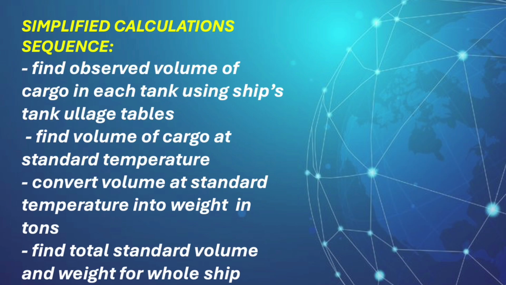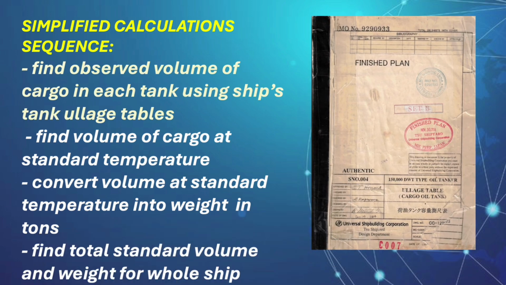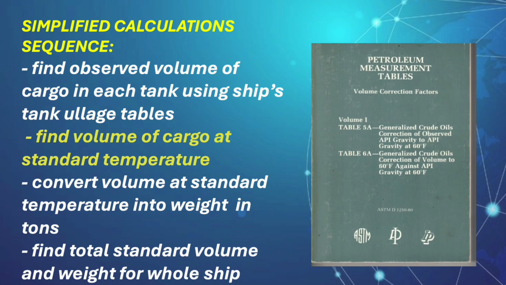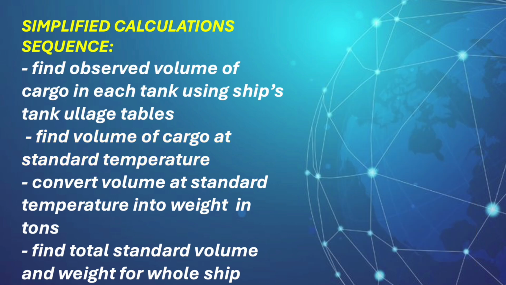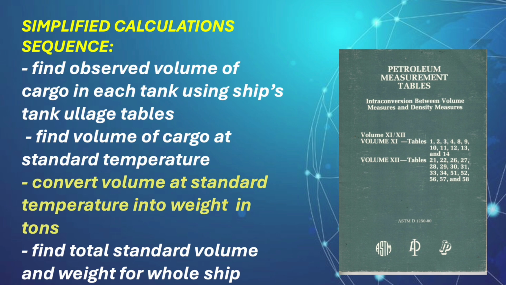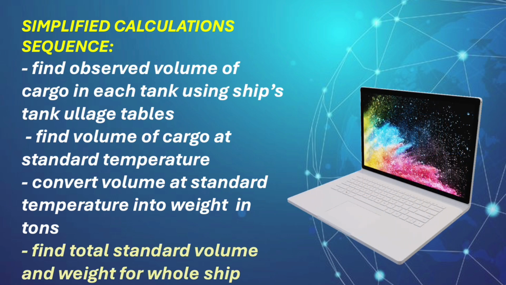Simplified calculations sequence. Find the observed volume of cargo in each tank using the ship's tank ullage tables. Find the volume of cargo at standard temperature. Convert the volume at standard temperature into weight in tons. Find the total standard volume and weight for the whole ship.